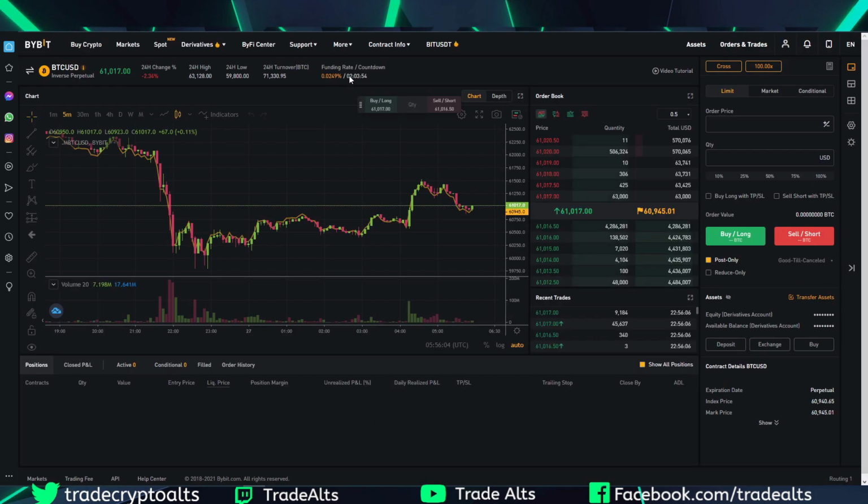Again, I'm going to start and work my way through. So we're trading BTC USD. Here's your current price. It tells you your 24-hour change, high, low, and 24-hour turnover.